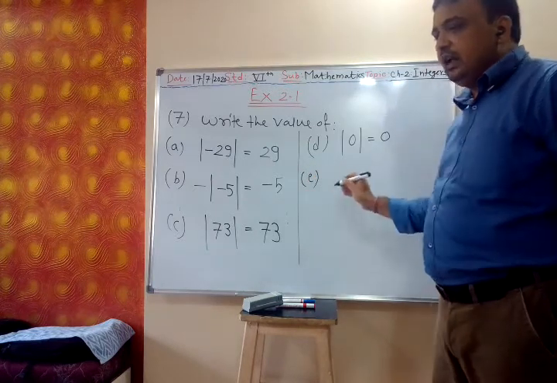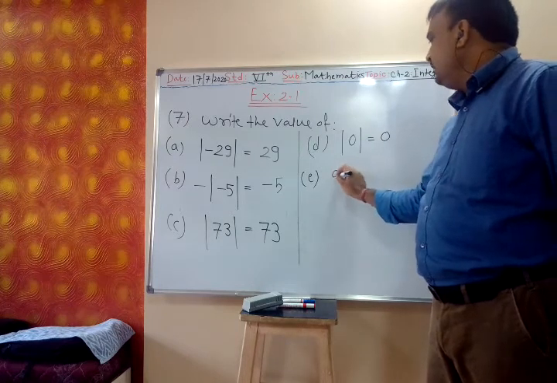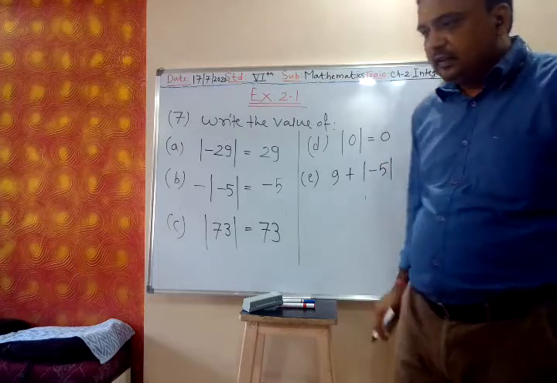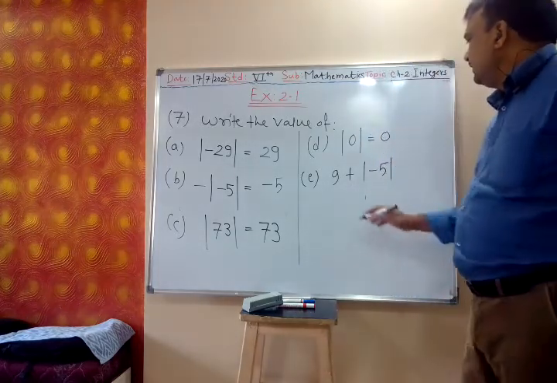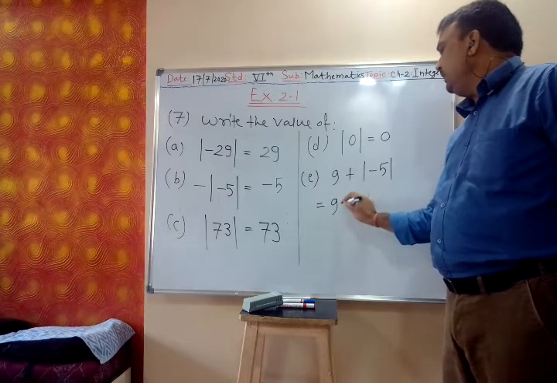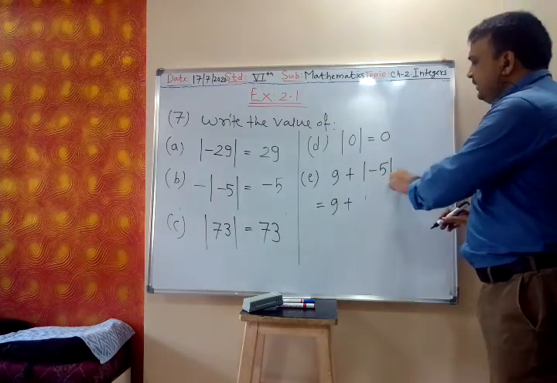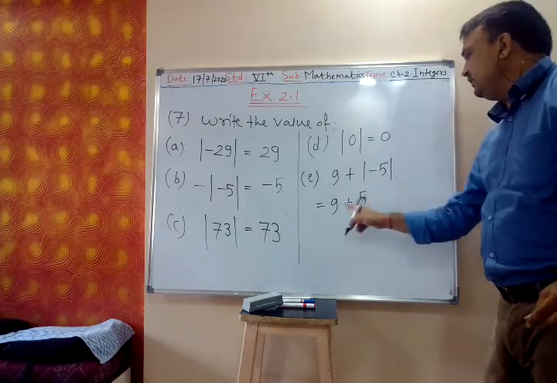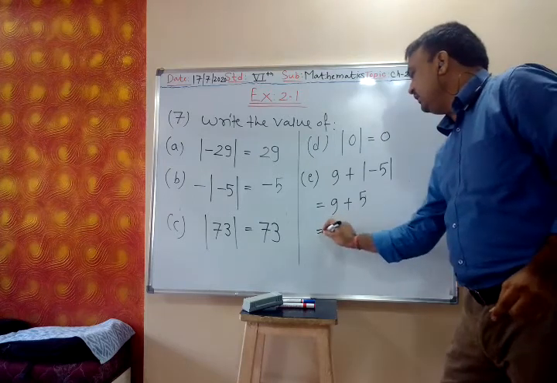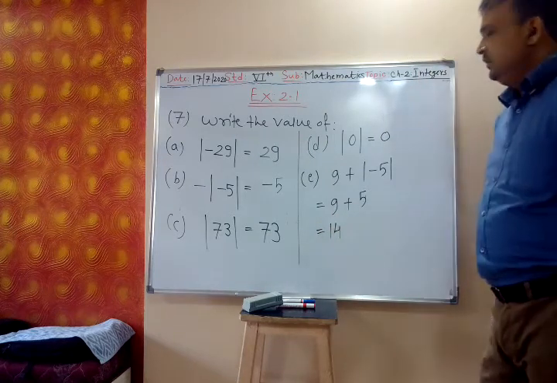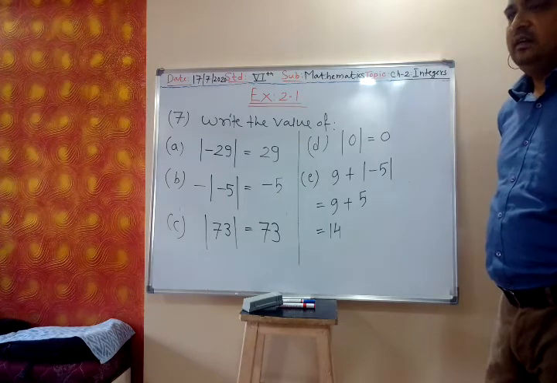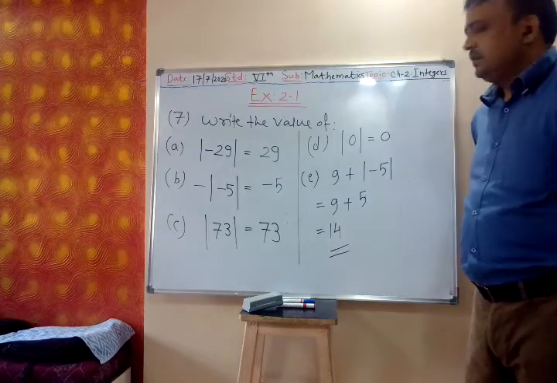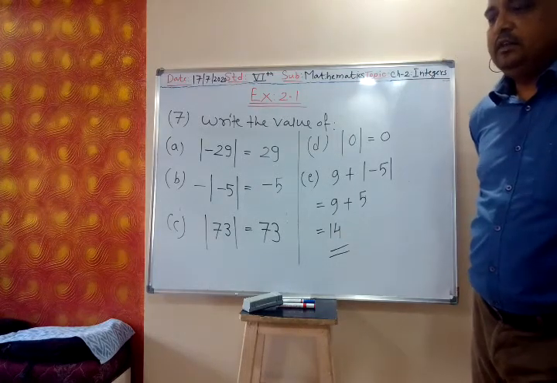Then E: 9 plus the absolute value of minus 5. Now don't write anything, let me explain this part. 9 plus mod of minus 5. So this we write 9 plus. Now what is mod of minus 5? Mod of minus 5 will be 5. 9 plus 5 is 14. Yes, the answer is 14.